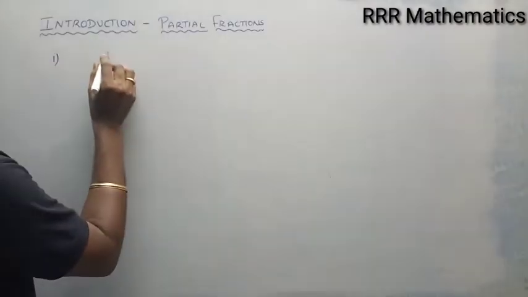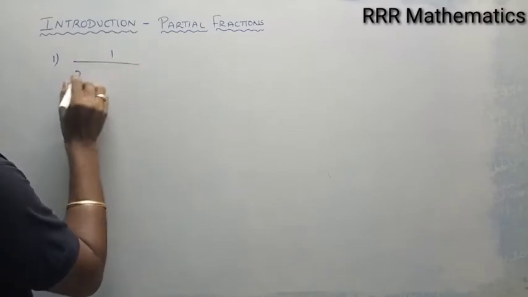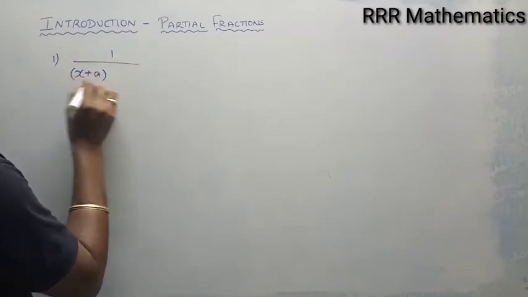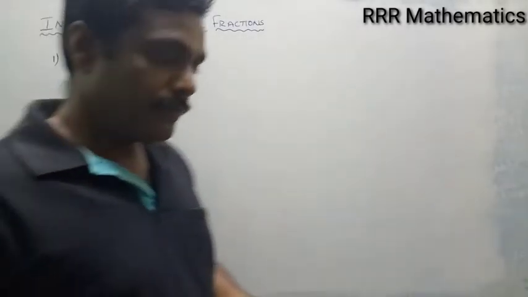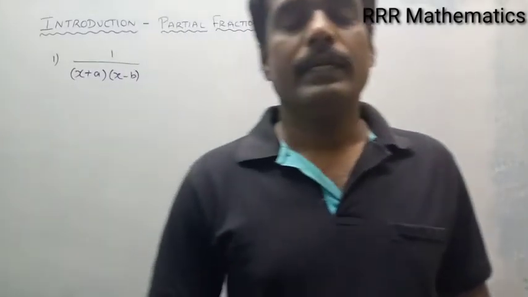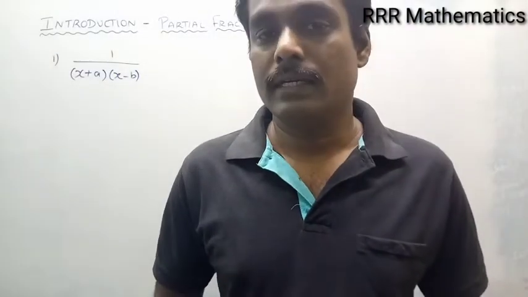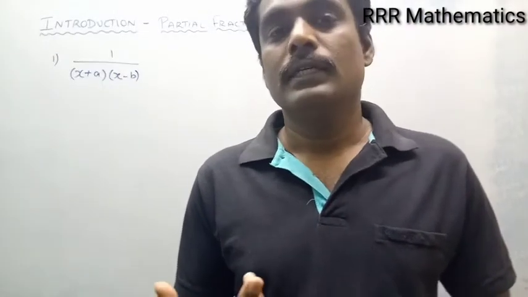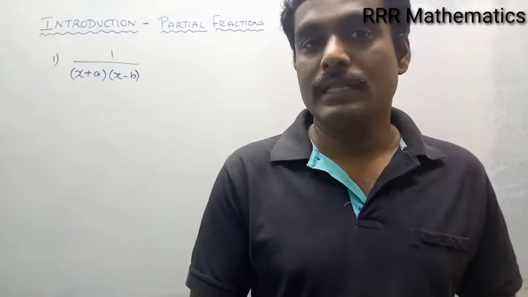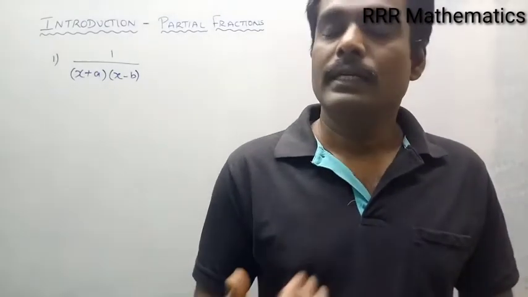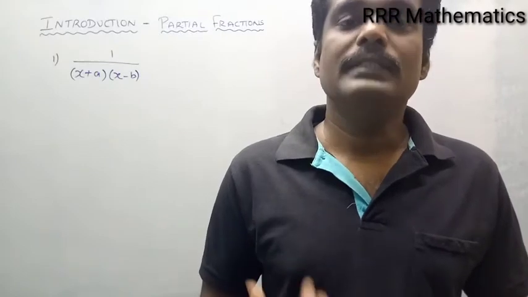1. We have 1 divided by (x plus a) into (x minus b). See, the highest power of x is 1, it is linear. The highest power of x is 2, that is quadratic. The highest power 3 is cubic. So, power 1 says linear, power 2 says quadratic, etc. Power 0, it is constant.